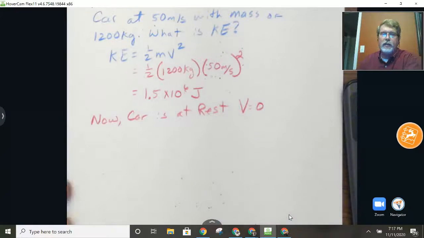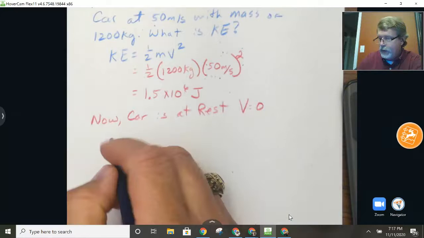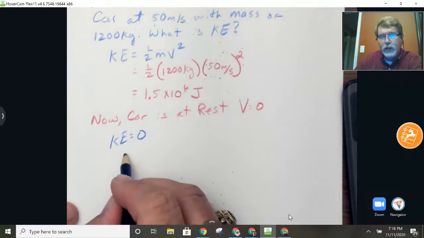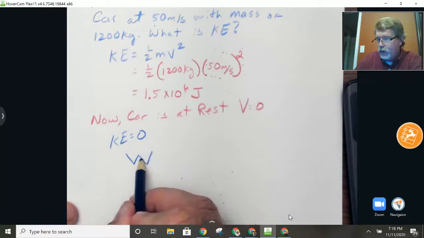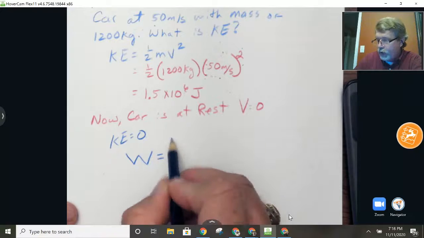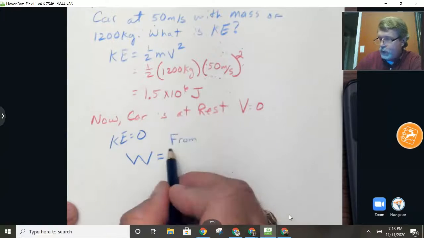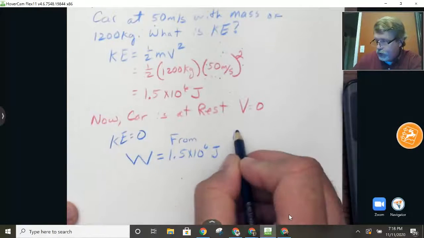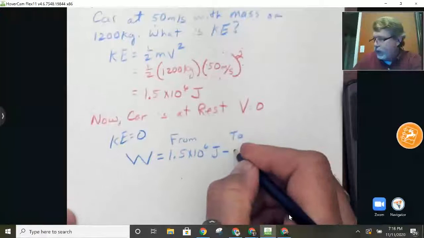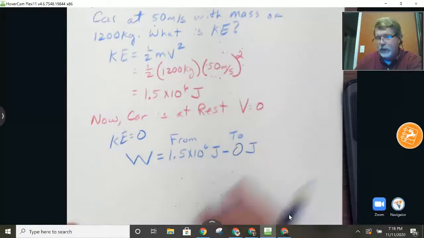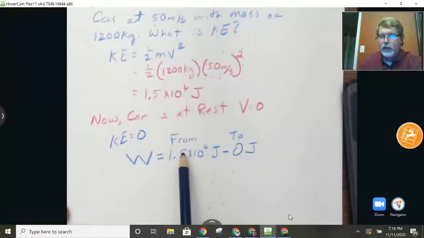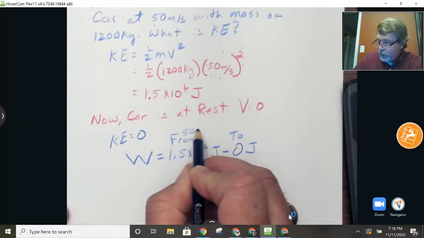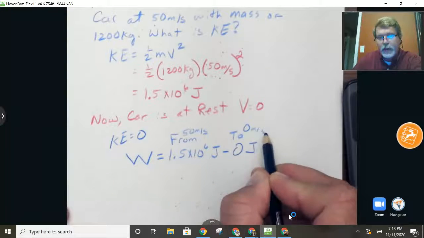All right, so what's our kinetic energy at this point? Well, if it's not moving, the kinetic energy of the car equals 0. So, according to the work energy theorem, it took work to make the car go from 1.5 times 10 to the 6 joules to 0 joules sometime later, right? So it took some work to make it go from this amount of energy to this energy, to make it go from 50 meters per second to 0 meters per second.